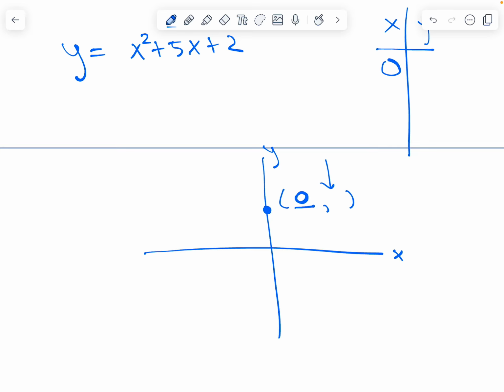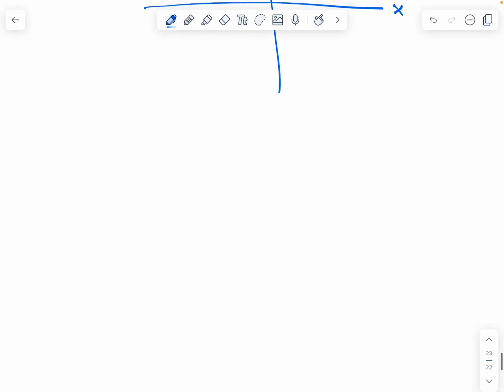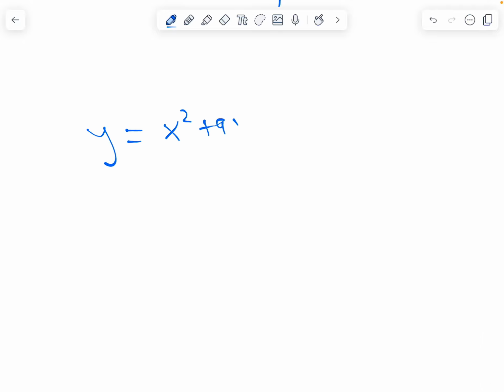So if the x value is 0, again, you plug that 0 in where the x's are, and you have 0 squared plus 5 times 0 plus 2. That goes to 0, that goes to 0, and this is the 2. Okay, so going a little bit faster now, if you have y equals x squared plus 9x plus 7, then the y-intercept is going to be 0, 7. It's always going to be that last number.